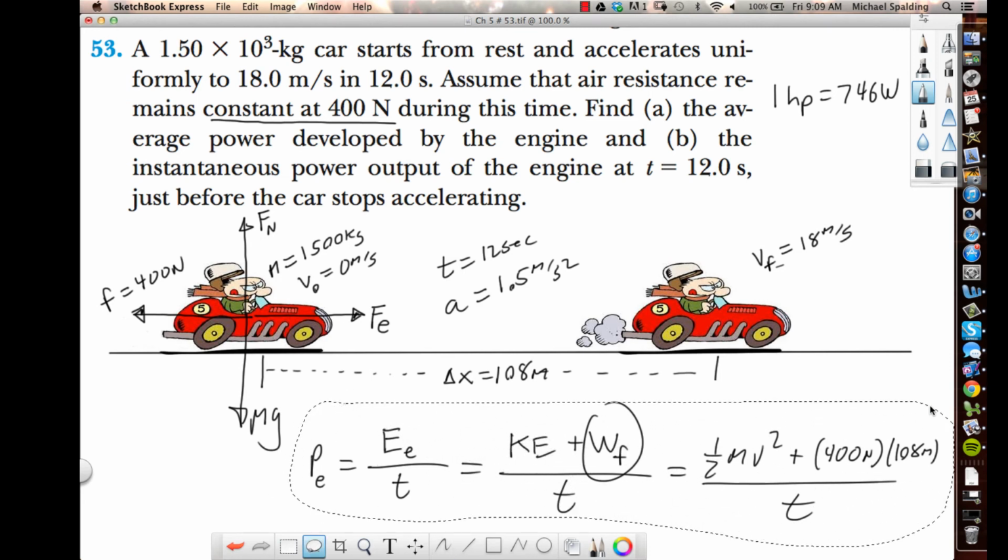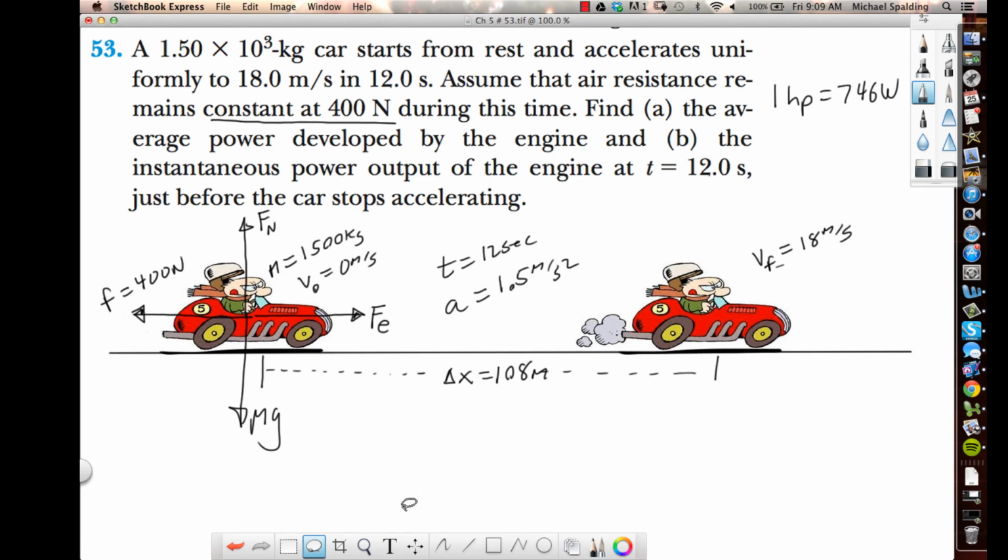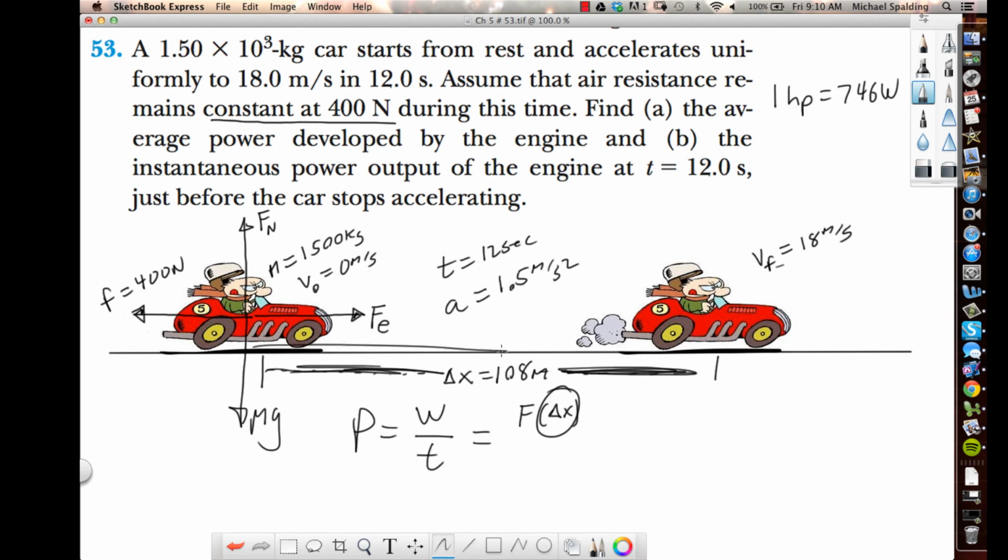So what's the instantaneous power at this point right here? It says the instantaneous power output of the engine at t equals 12, right over here, just before the car stops accelerating. All right, so if you look at power this way, power equals work over time. Because instantaneous means like at a specific moment. So we're not going to be able to just go force times displacement, because this displacement is what? It's the whole thing, right? Is that going to give us instantaneous? Because we're using the displacement from the whole thing.